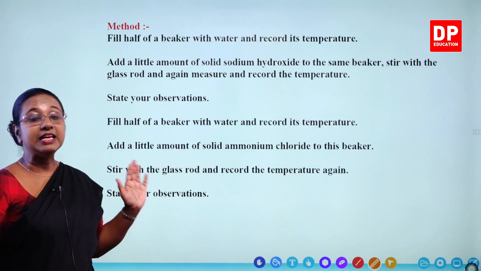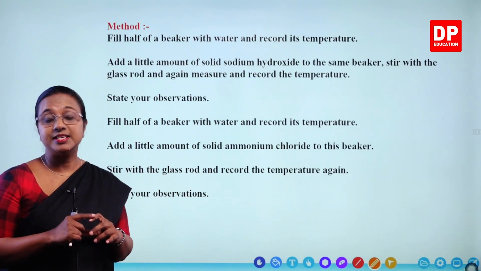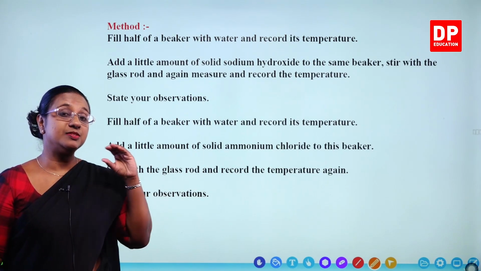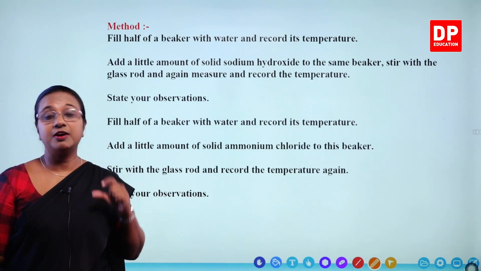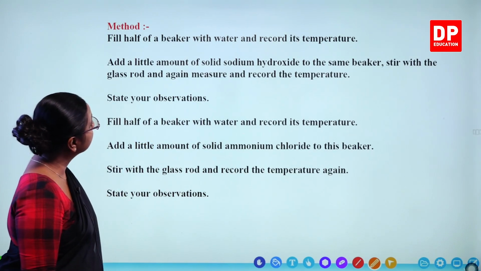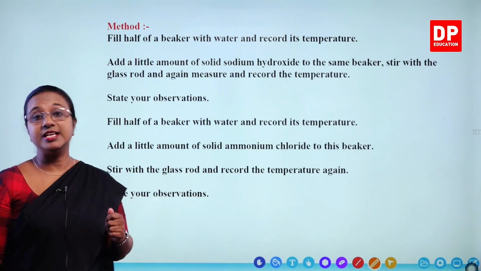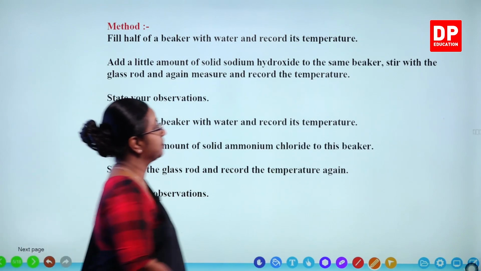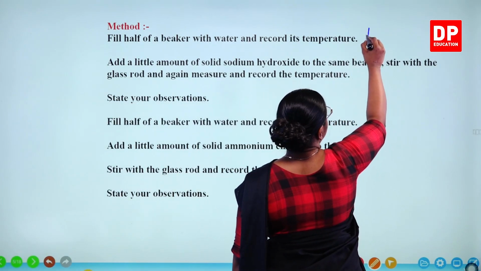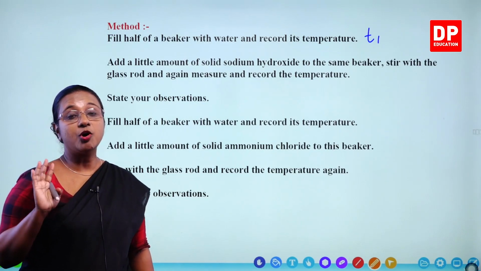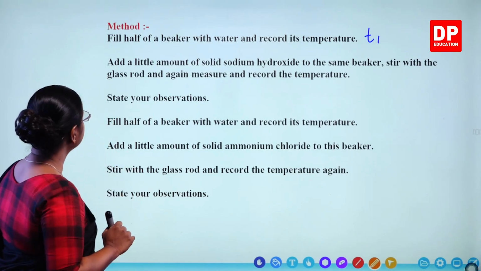So what we will need is 200 centimeter cube beakers, small beakers, and into those beakers we need to take half volume of water. So fill half of a beaker with water and record its temperature. So initially we need to record the temperature. Let's say we take this temperature as T1. The first beaker, the water that is taken in, it is T1.